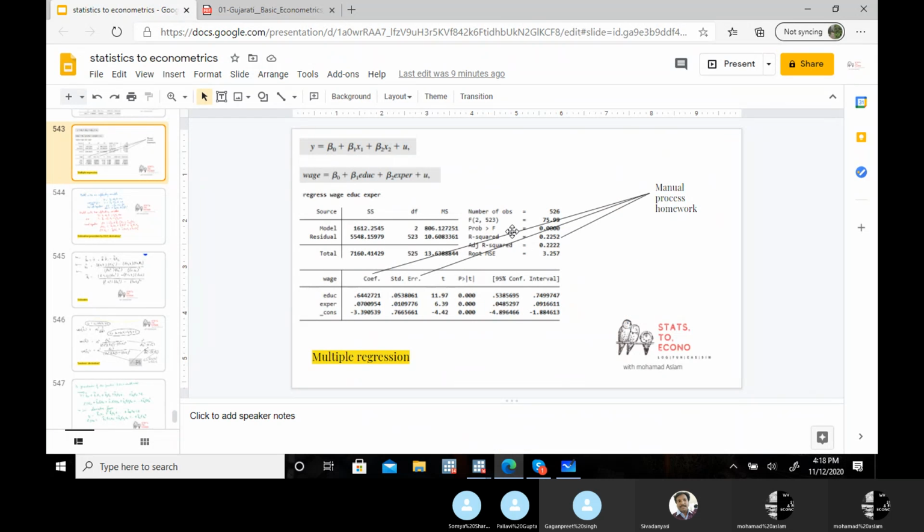And by putting in these values, you will get the F ratio, and that you have to compare with the critical value. When we do it manually, we don't have p-values. So you have to compare it with the critical value from the table. Or, as I told you, you can also calculate critical values from Stata. So our overall model is also significant.